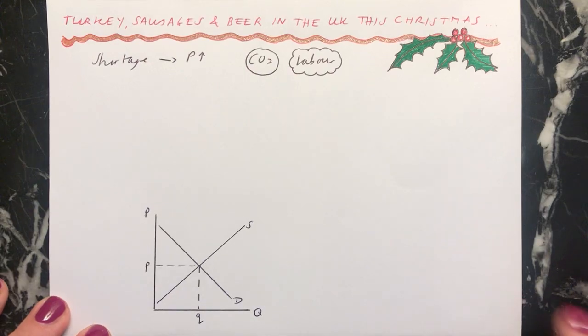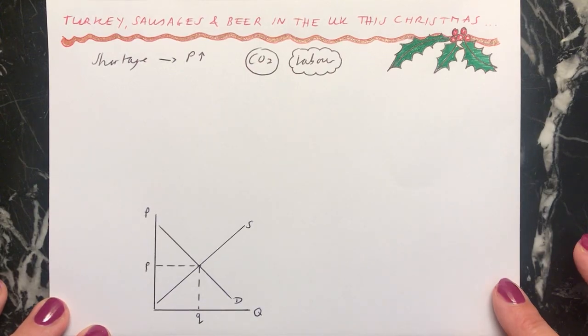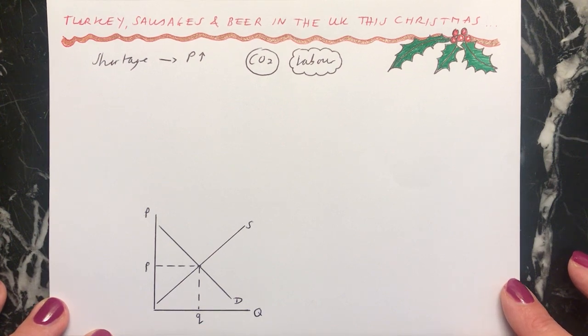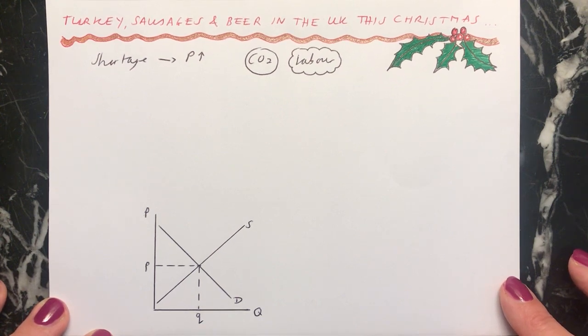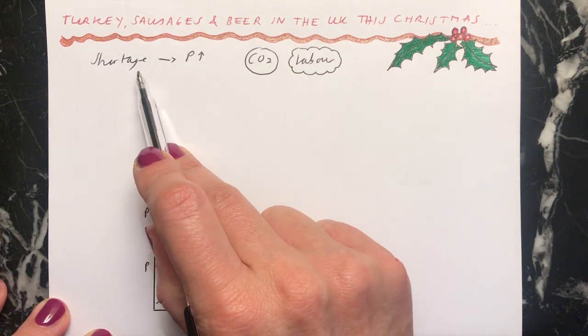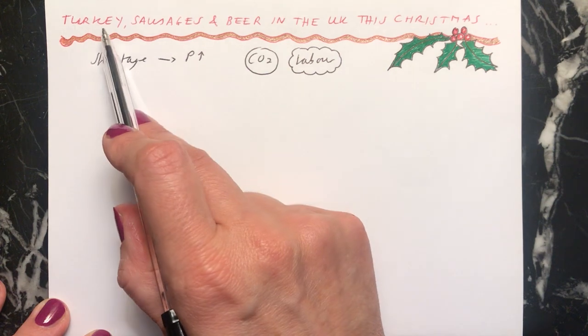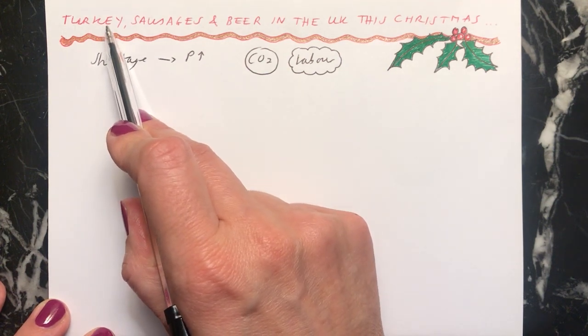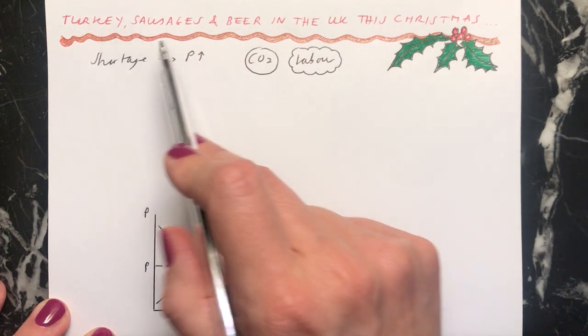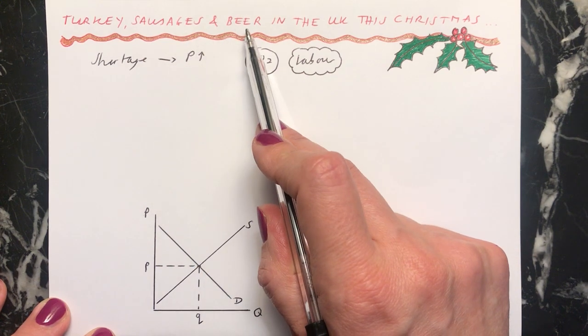Hi everybody, it's a beautiful autumn morning here in London and I'm going to talk to you today about a story that's in the news at the moment. It's about the fact that we're probably going to have a shortage of some products in the UK this Christmas, and these include turkey, which is a bird that we eat on Christmas Day often, and sausages and also beer.